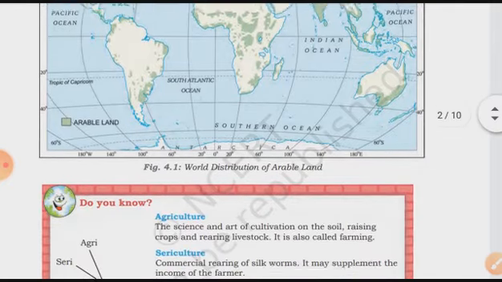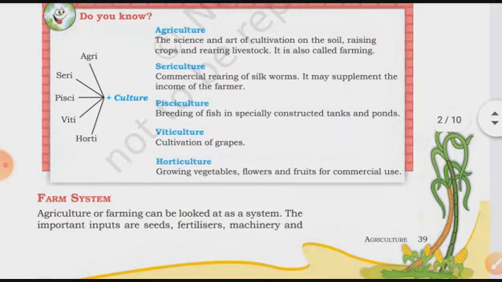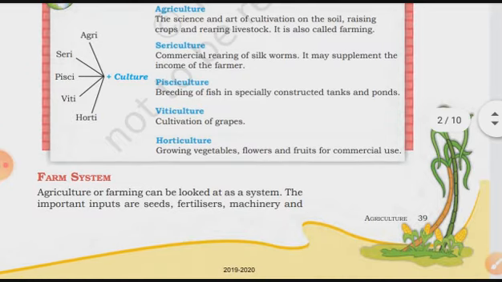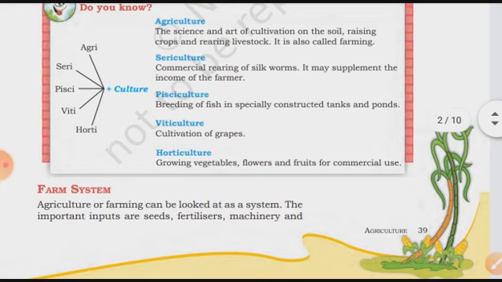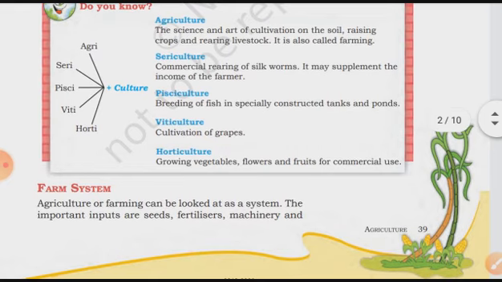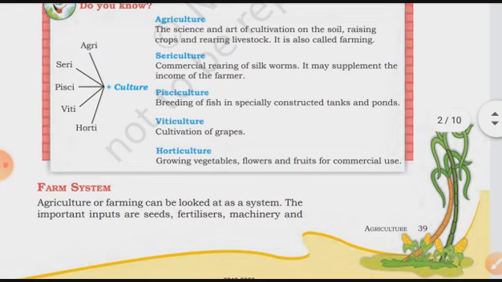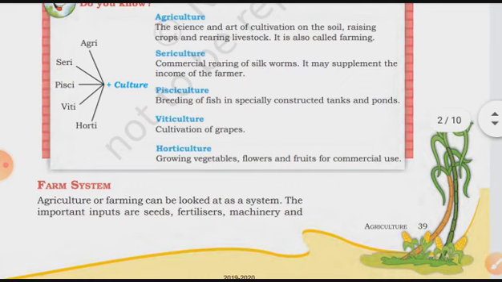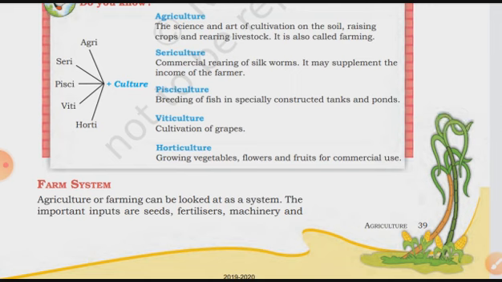Okay, then after, they have given something here about, do you know, something like agriculture? They have explained sericulture, pisciculture, viticulture, and horticulture. Okay, agriculture, they have explained, is the science and art of cultivation on the soil, that is, raising crops and rearing livestock. It is called farming as well. The science of doing cultivation on the soil and raising the crops.